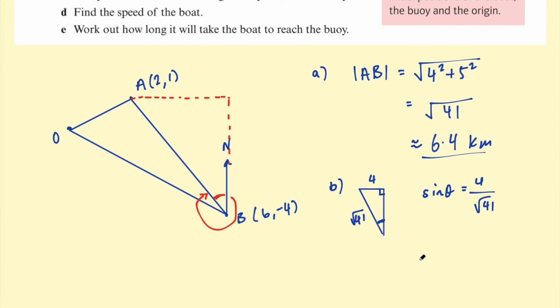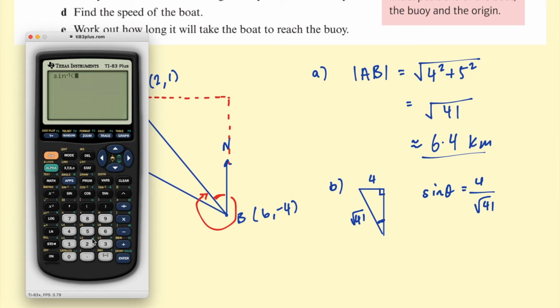So let's get our calculators out. The inverse sine of 4 over the square root of 41 is what I'm looking for. That gives me 38.7 approximately. And then I need to subtract that from 360 to get the bearing. So 360 subtract that answer, I get approximately 321.3.